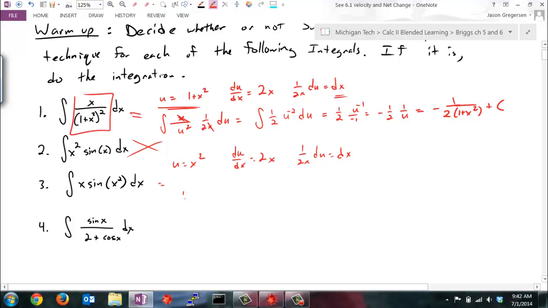I'm going to plug in my values. x sine of u, 1 over 2x dx. My x's cancel. Looks like I have 1/2 integral of sine of u du. Oops, this should be du here. So I've taken a hard integral and turned it into the integral of sine. Integral of sine should be, let's see, negative cosine. And lastly, I replace my u's by what they're equal to, and add my plus c.